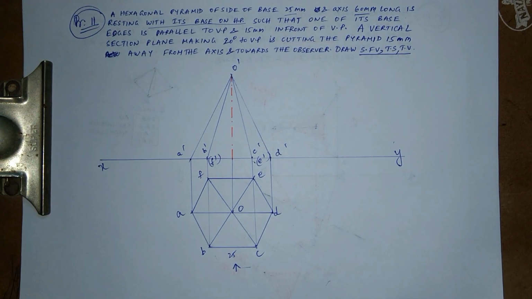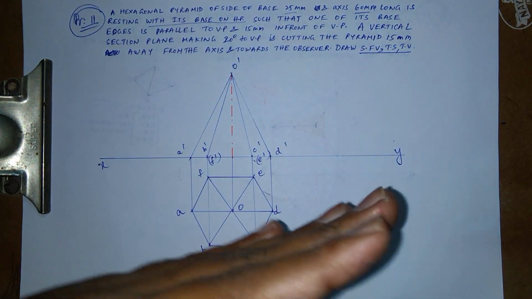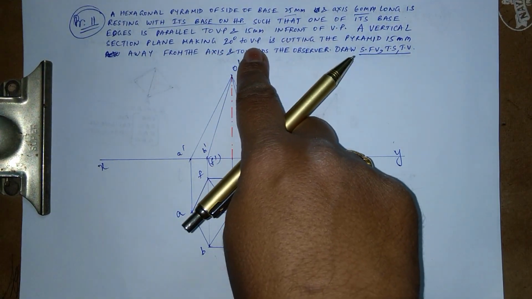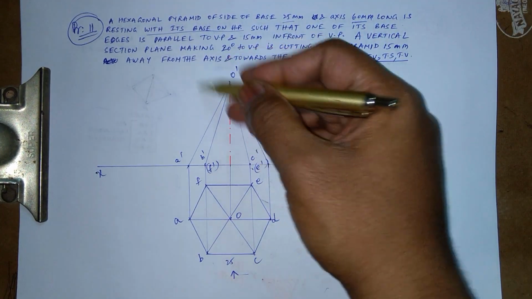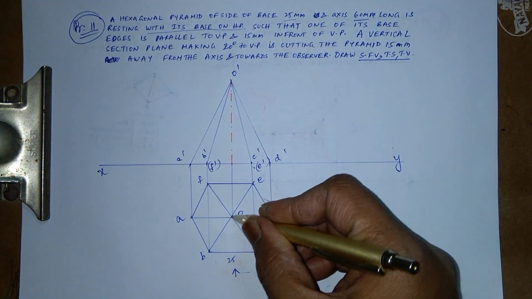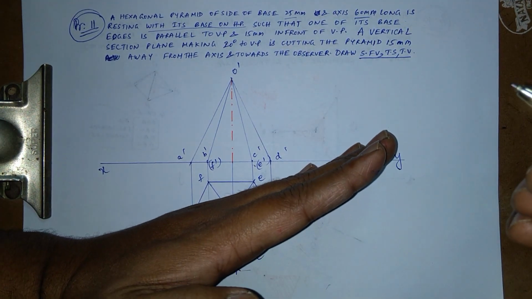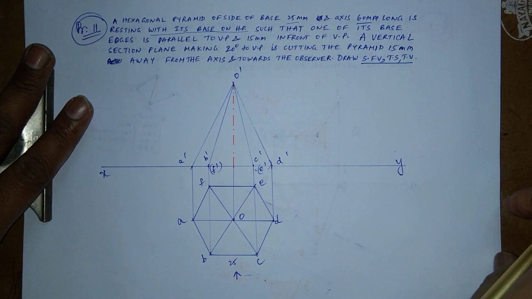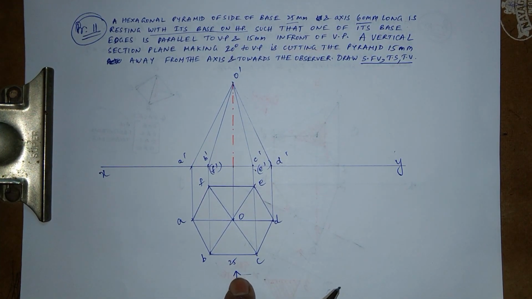Now, there's a slight change in what we are doing here right now. Now this is a vertical section plane. It's not a horizontal, it's a vertical section plane. It's making 20 degrees to VP and cutting the pyramid 15 mm away from the axis. This is my axis, right? So 15 mm away. This is 20 degrees first thing, and then 15 mm away from the axis, then towards the observer is here. Okay, observer is here.